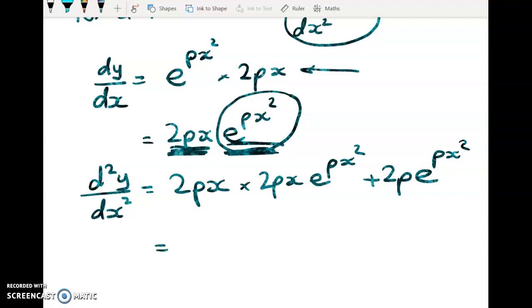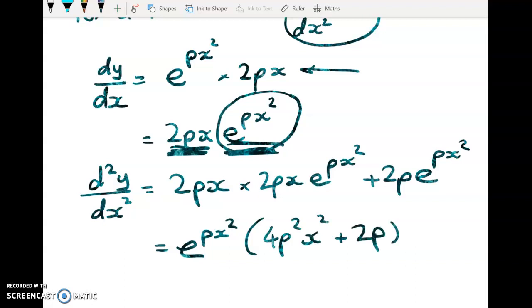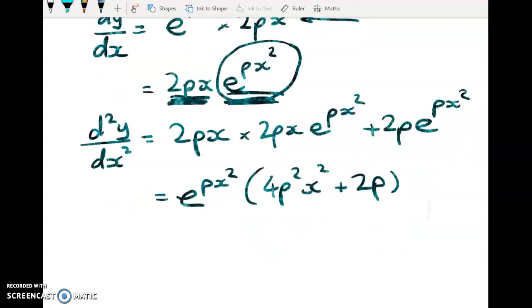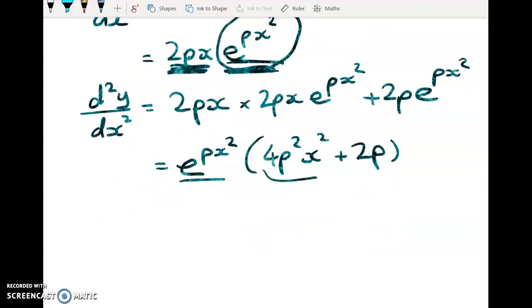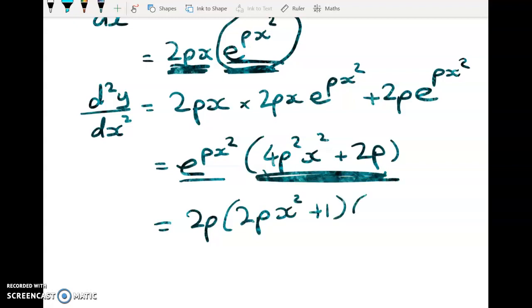So the first step is to clean it up. I'm going to take out a factor of, what am I taking out a factor of? e to the px squared, and here I've got 4p squared x squared plus 2p. Okay, so then the next step, we've got this here, and we can take another common factor out here. So we're going to have 2p times 2p x squared plus 1, so that's fully factorising this, times e to the px squared. And what we want to show is that that can't equal 0.